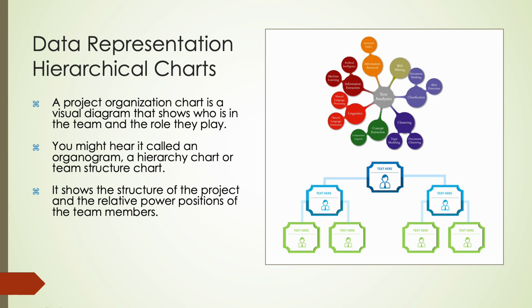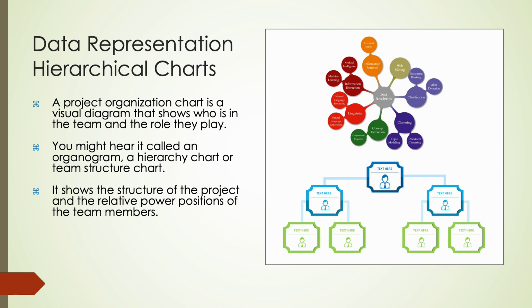A project organization chart is a visual diagram that displays the structure of the project team and the roles each member plays. It is sometimes referred to as an organogram, hierarchy chart, or team structure chart. This chart helps clarify the team's structure, showing how individuals and roles are organized within the project. It also illustrates the relative power positions and reporting relationships among team members, ensuring that everyone understands their responsibilities and lines of authority.